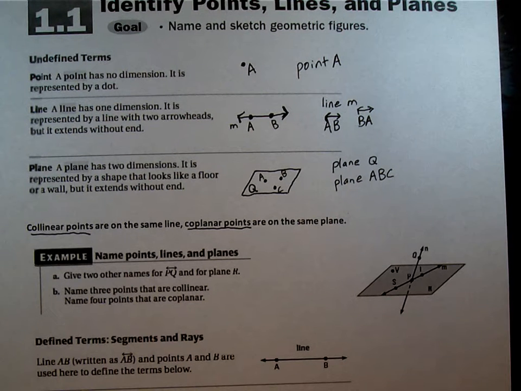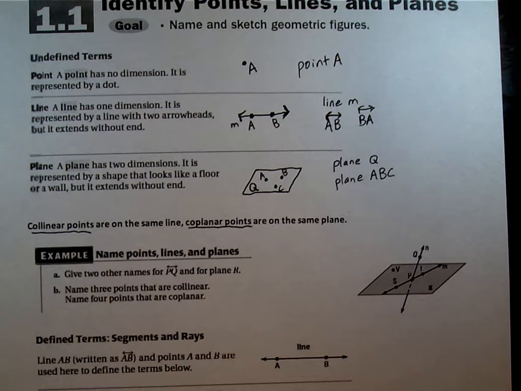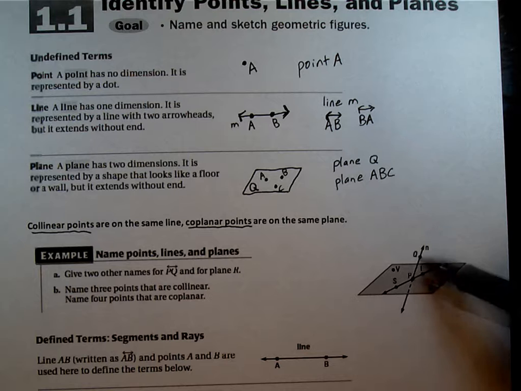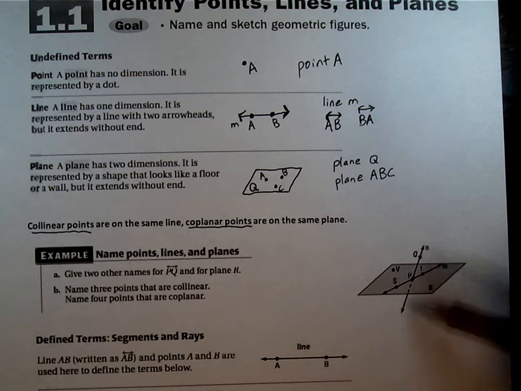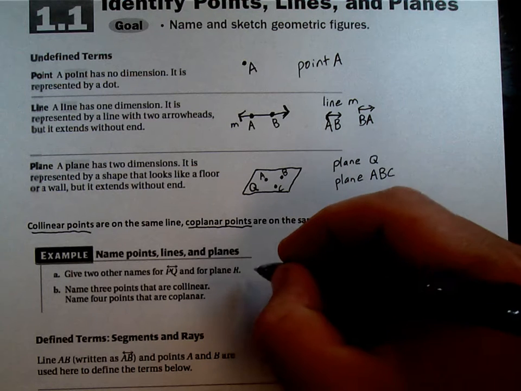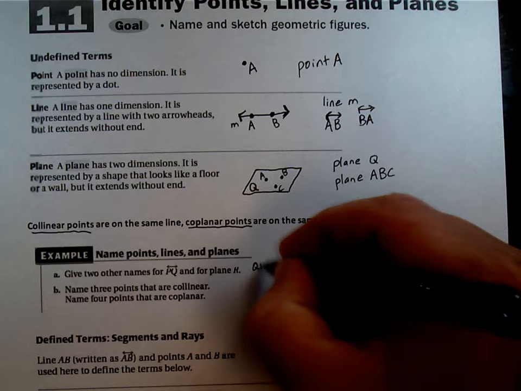So we're going to take a look at this example. You see a picture here. Example A, it says give 2 other names for line PQ and then also for plane R. So we'll start with line PQ. So if we look at the picture and we find the P and we find the Q, you see the line that passes through those. We're trying to give 2 other names for it. One way to name it differently is just to switch the order of the P and the Q. So I can call it line QP.